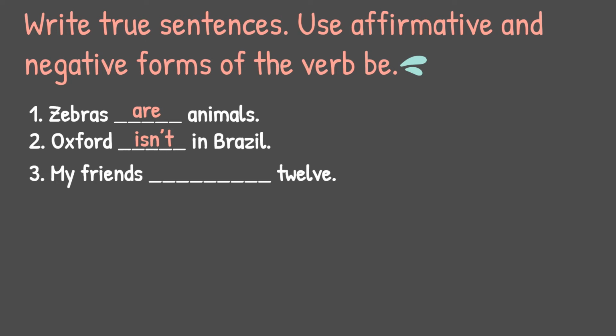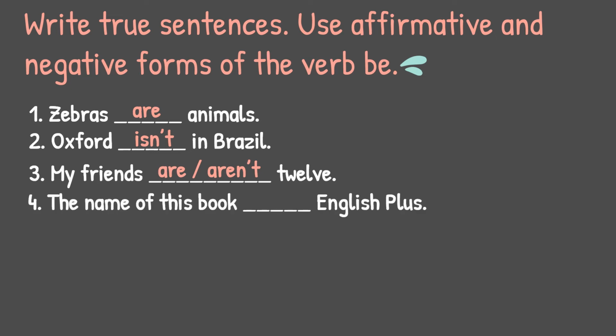Number 3. My friends, 12. The keyword here is my friends. My friends is plural. It means more than one. So you have to use are. The answer is are or aren't. If your friends are 12, then you answer my friends are 12. But if they are not, then your answer is my friends aren't 12.